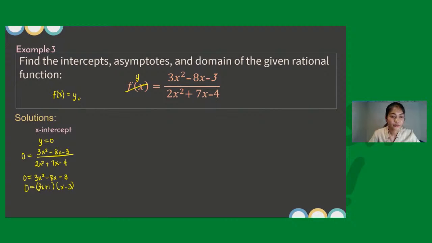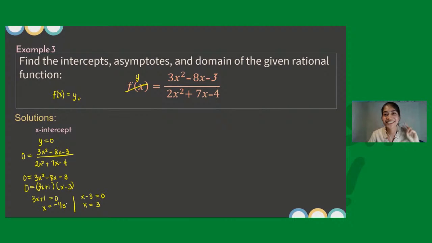Now, we are going to solve for x using these factors. So we are going to equate both factors to 0. So that will be 3x is equal to negative 1. Divide both sides by 3. We are going to have x is equal to negative 1/3. On the other hand, for x minus 3 is equal to 0, the value of x will be positive 3.